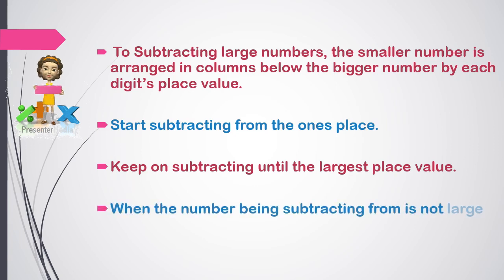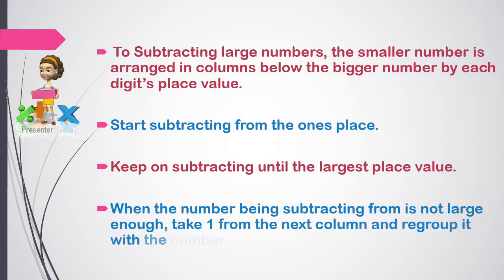When the number being subtracted from is not large enough, take one from the next column and regroup it with the number to subtract. So whenever the number is not enough, we have to borrow from the previous number, isn't it? Do you remember that? Subtracting with borrowing, subtracting with regrouping. This is called regrouping.